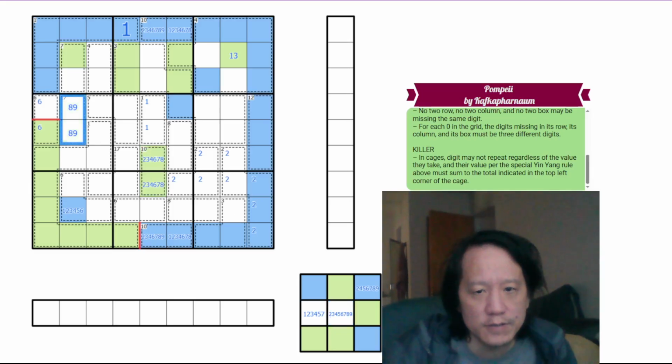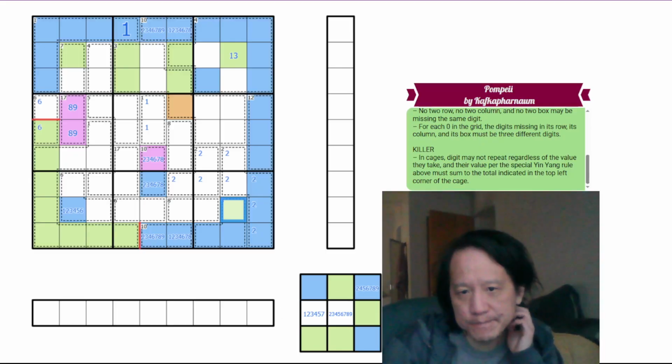So this one we'll mark as pink. This has to be blue. This we'll mark as pink also. And we'll mark that as orange. So this is blue and blue. This has to be a green. And therefore has to be 3.